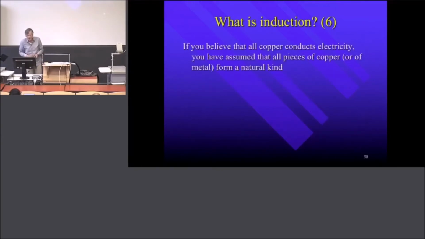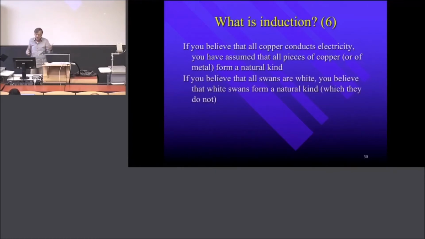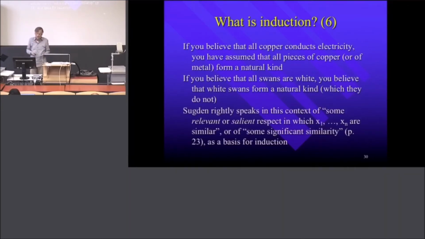All right. Now, if you believe that all copper pieces conduct electricity, you have assumed that all pieces of copper or of metal form a natural kind. This is more or less the same: you're saying I can inductively generalize, or they are a natural kind. If you believe that all swans are white, you believe that white swans form a natural kind, which they do not. I mean, whiteness is not something essential to swans. There are black swans as well.